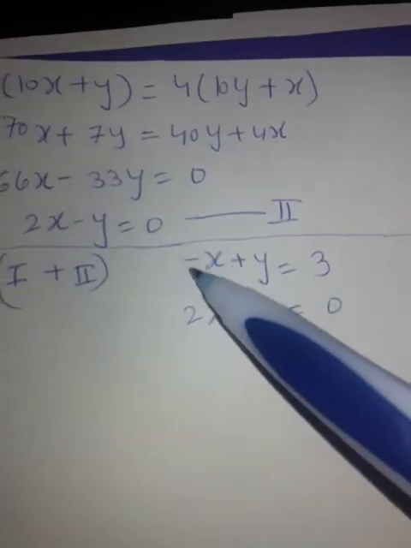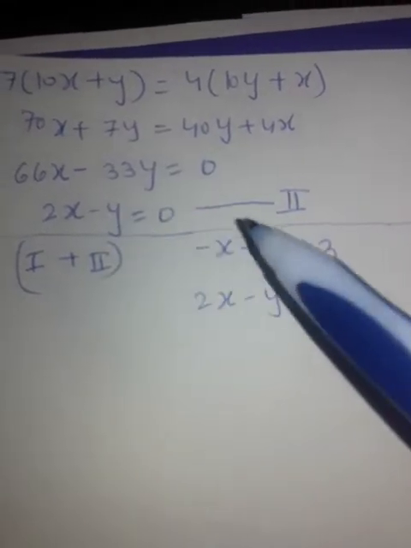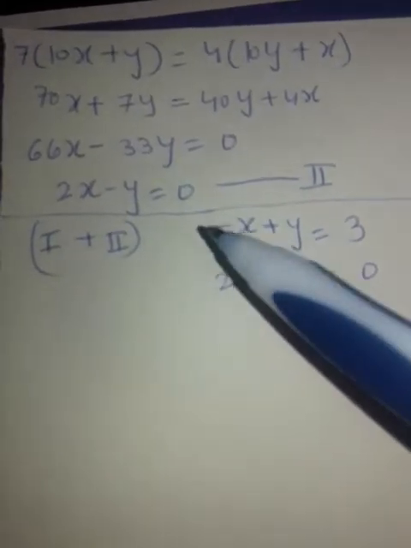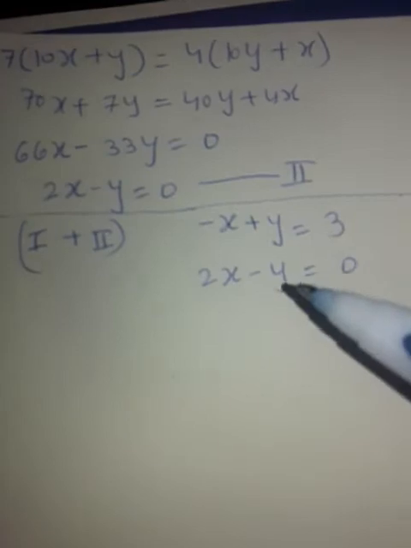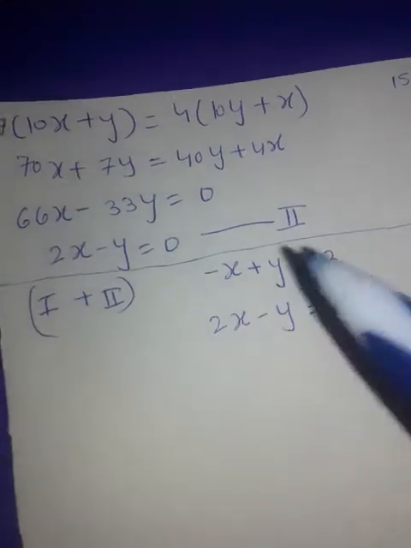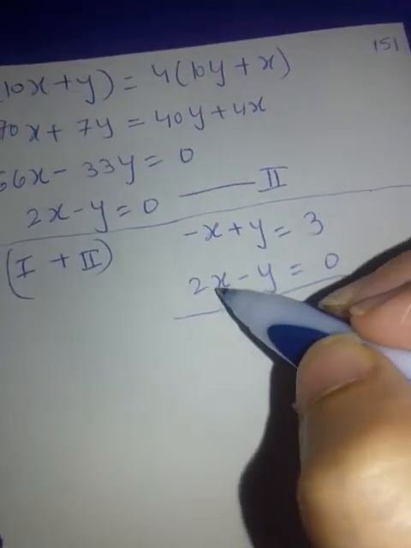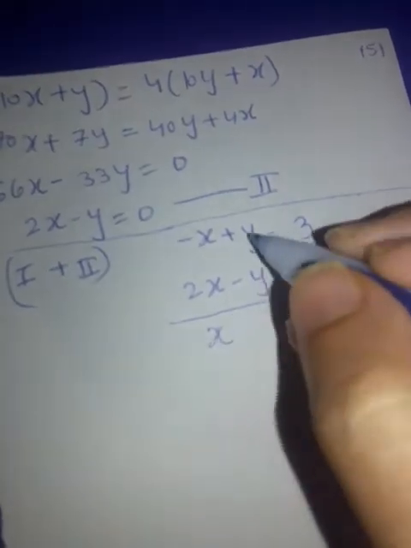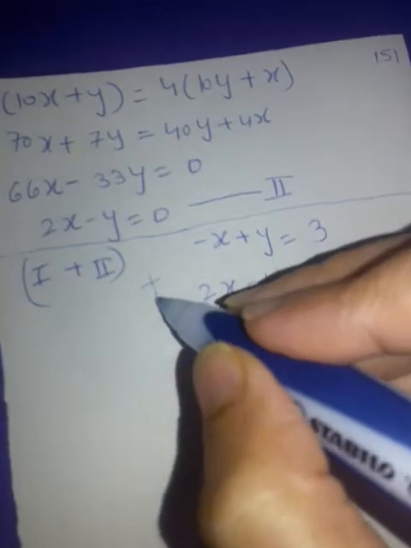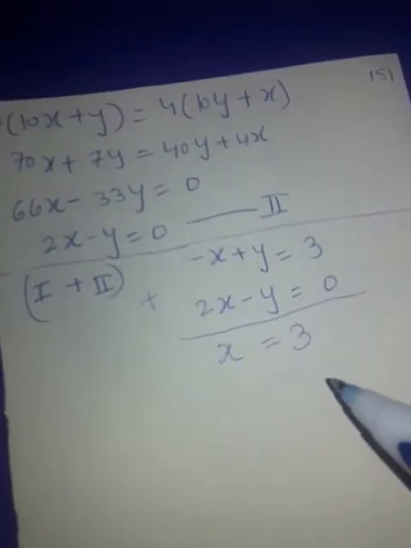This is my first equation, minus x plus y is equal to 3, and this is the second equation. So you can easily see which method is best here. Elimination method. Minus y and plus y can get totally eliminated when I add. So I'm going to add 1 and 2. Minus x plus 2x is x. y minus y eliminated. 3 plus 0 is 3. So I have the value of x as 3.